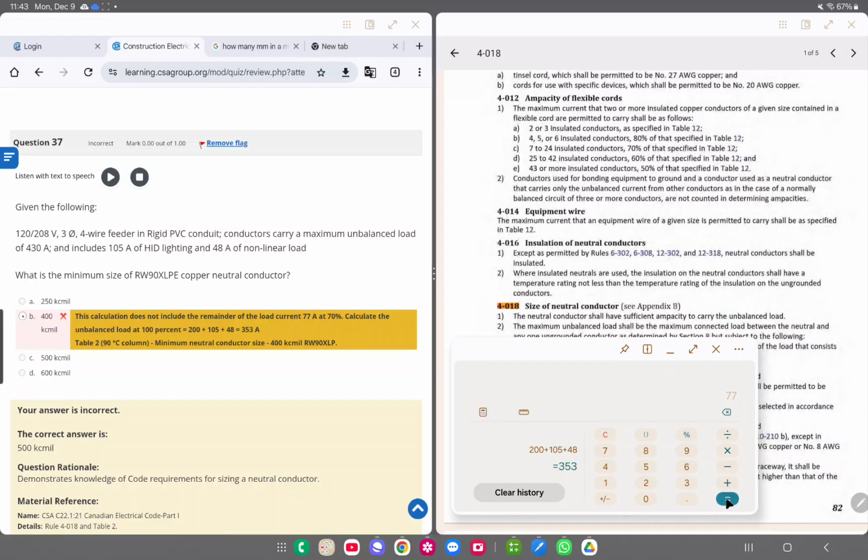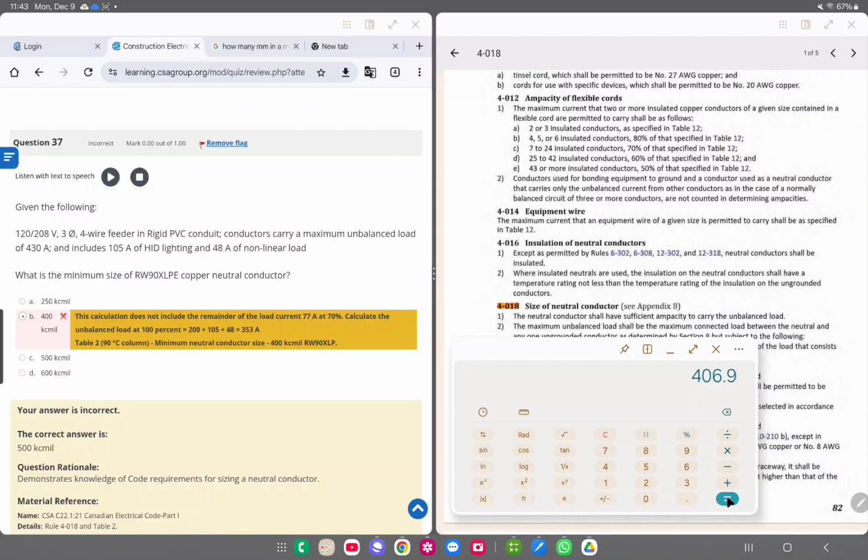We're going to get 77, and we're going to take that at 70%, so 0.7, and we're going to get 53.9. The 53.9, we're going to then add that to the 353. Plus the 53.9, and we get 406.9.